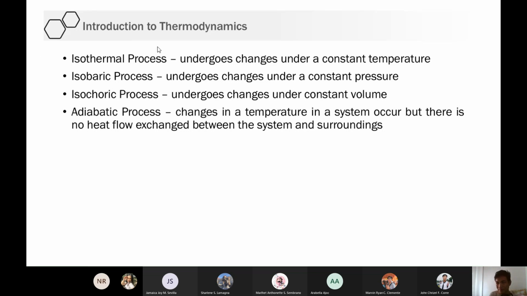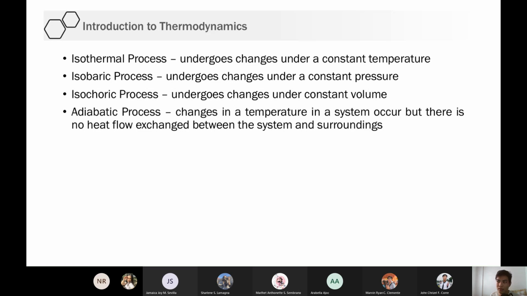Kunwari, the transition of water from liquid to gas phase happens at 100 degrees Celsius. Yung transition ng liquid to gas ay 100 degrees Celsius for water. That is an isothermal process kasi same yung temperature but the particles are undergoing changes. Same temperature but there is something different that happens sa ating system.